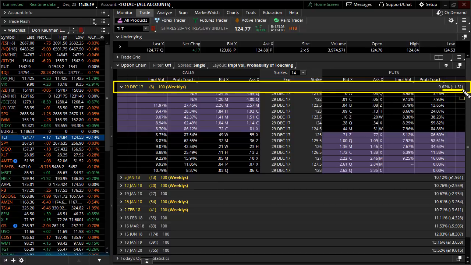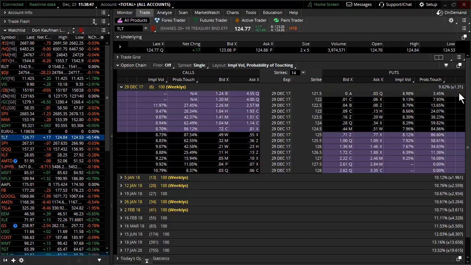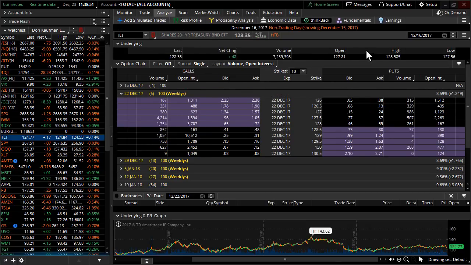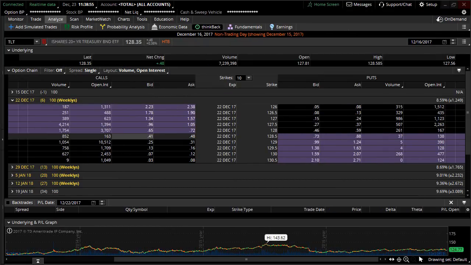The bonds in this coming week are showing about a $1.31 expected move, meaning that the option markets expect them to move about $1.31. If you look back in time, and I'm going to close up this left side bar for just a moment, I've backed up the date a little bit here.